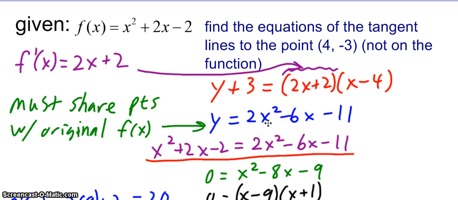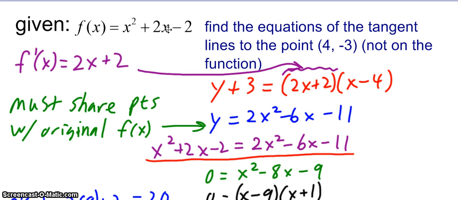So normally our instinct would be to find the zeros of this function, but that's not what we need to do here. We need to think about how this function relates to what I already have. Well, this function represents the equation of the tangent line. So in order for this to be a tangent line of this function, it has to touch or share a point, or in this case points, with this function.